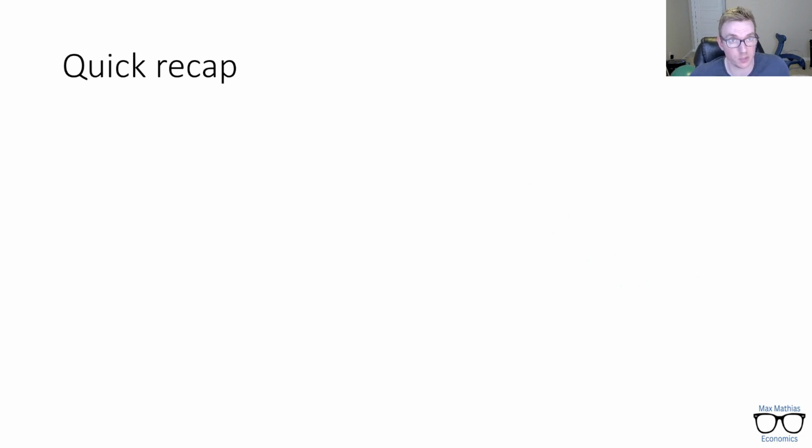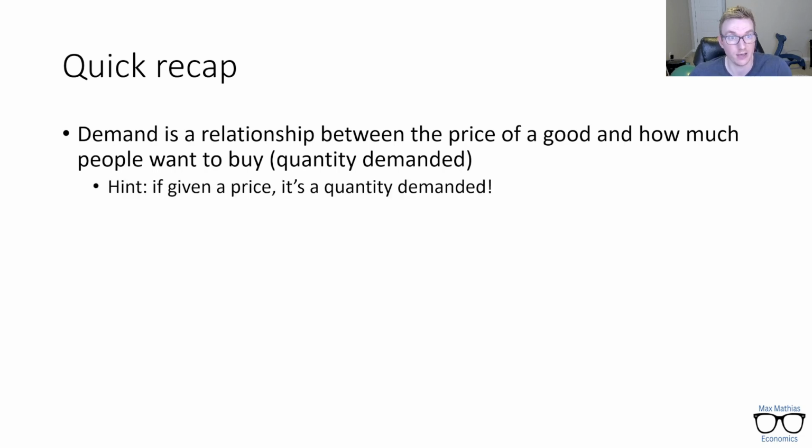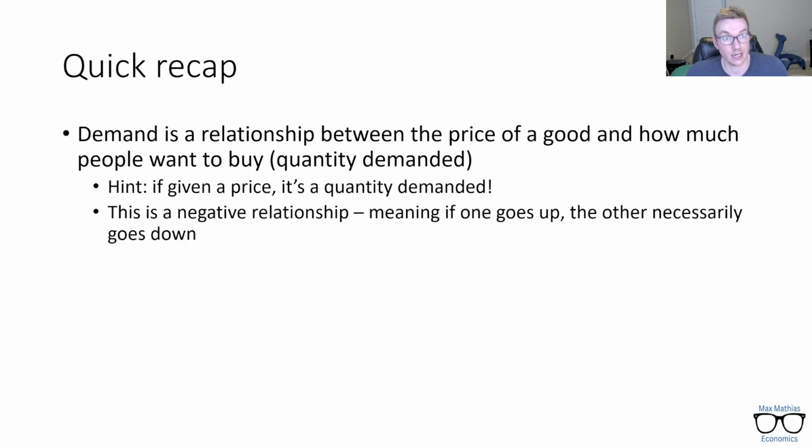We had a lot of information, bullet point summary. Demand is a relationship between the price of a good and how much people want to buy. How much people want to buy at a particular price is quantity demanded. Here's a hint for you. If you are given a particular price, it's a quantity demanded, right? To know quantity demanded, you have to tell me the price. But demand itself is the relationship. And it's a negative relationship.